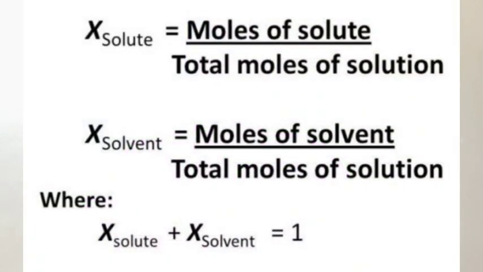Suppose x1 is the mole fraction of one component. Assume x2 as the mole fraction of the second component. If you take the sum x1 plus x2, the value will be equal to 1. Suppose there are three components in a solution, then x1 plus x2 plus x3 will also be equal to 1. So the sum of mole fractions of n number of components present in a solution will be equal to 1. That is regarding mole fraction.